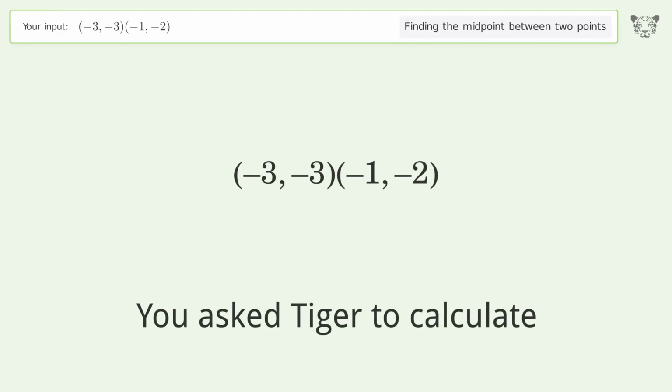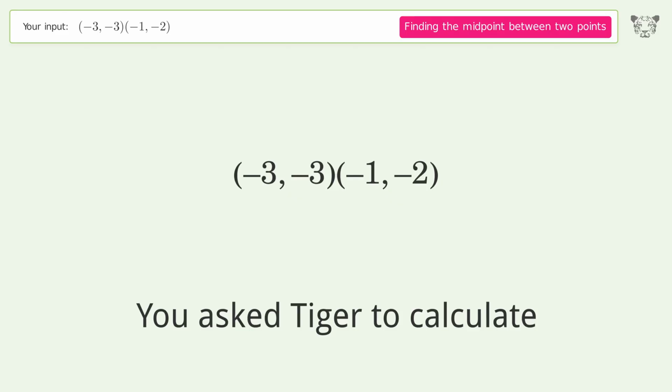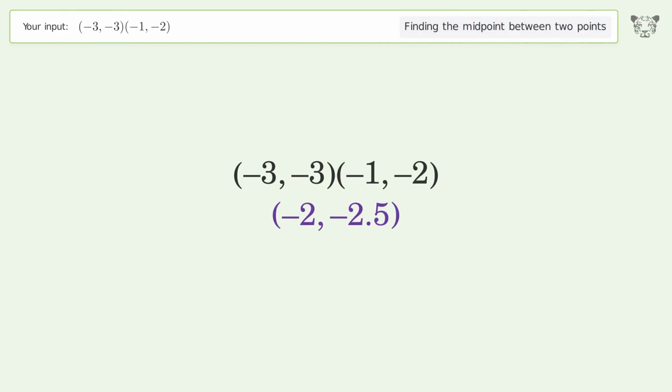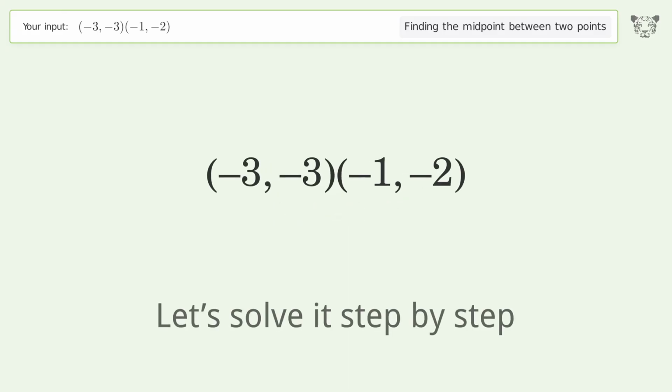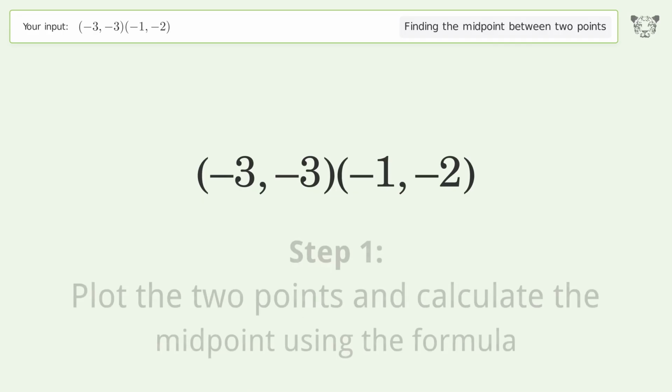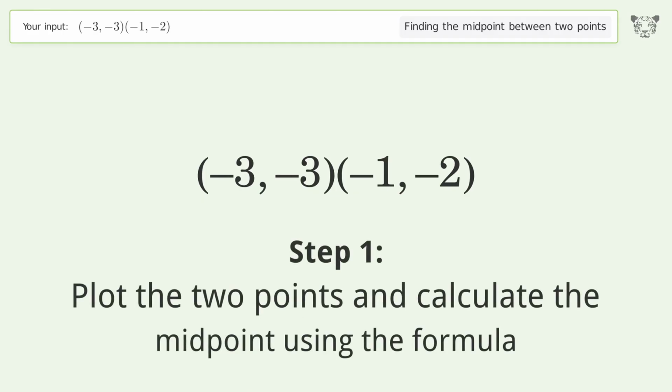You ask Tiger to calculate. This deals with finding the midpoint between 2 points. The midpoint between the 2 points is -2, -2.5. Let's solve it step by step. Plot the 2 points and calculate the midpoint using the formula.